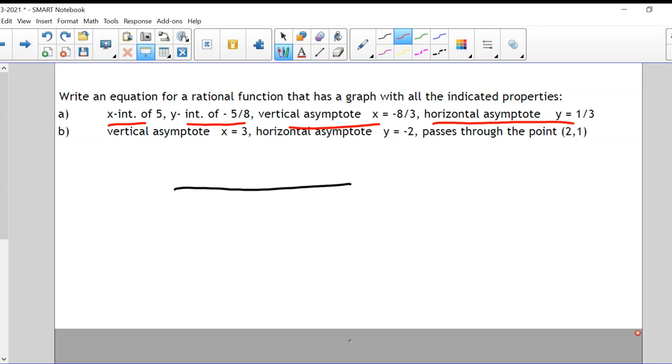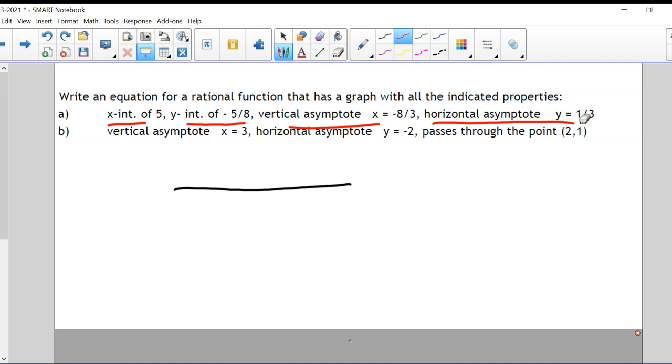The asymptotes, you mean vertical or horizontal? I agree, but I need to know which one. The VA. Okay, great. So give me a VA that would have a vertical asymptote at minus 8 over 3. Give me one that would make that happen. I want a VA of minus 8 over 3. What might that look like?